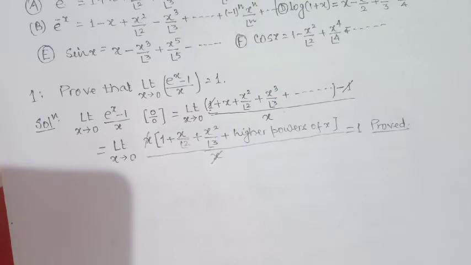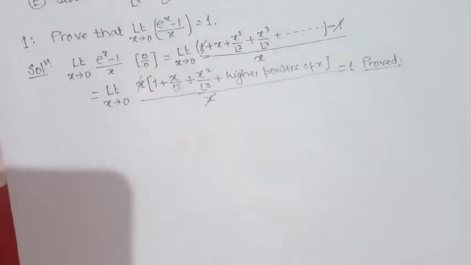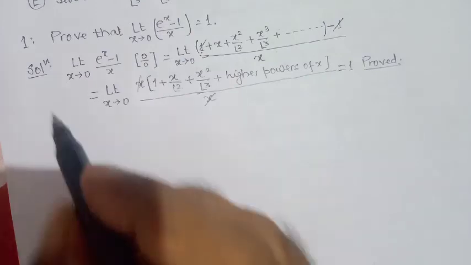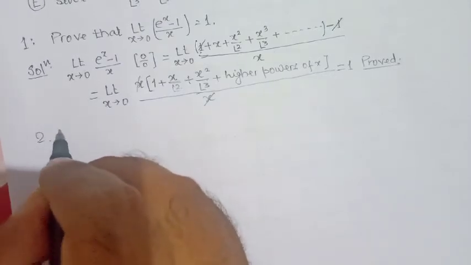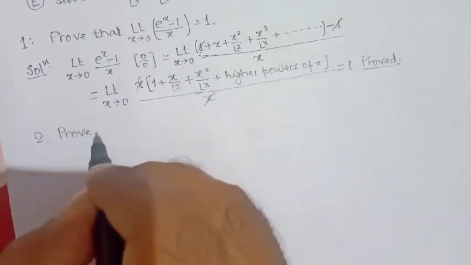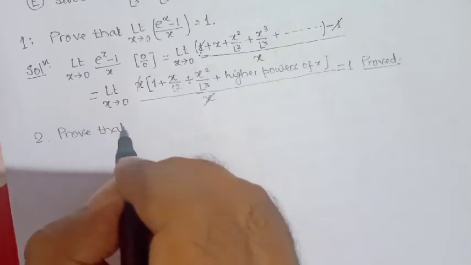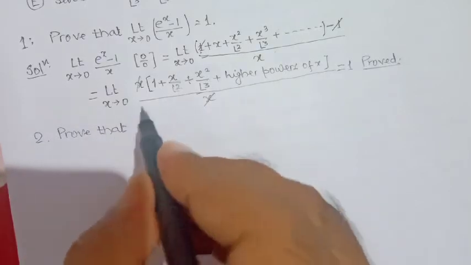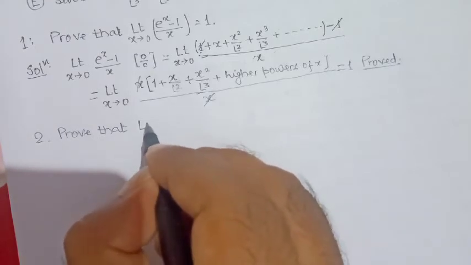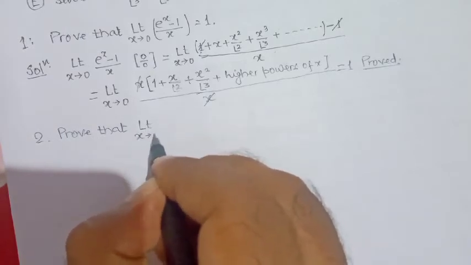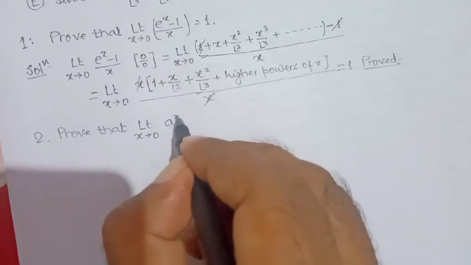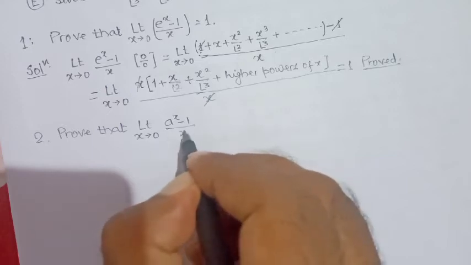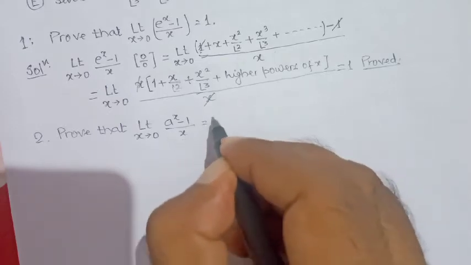So now see the next question. Your next theorem is: prove that limit x tends to 0 of (a to the power x minus 1) upon x is equal to log a.